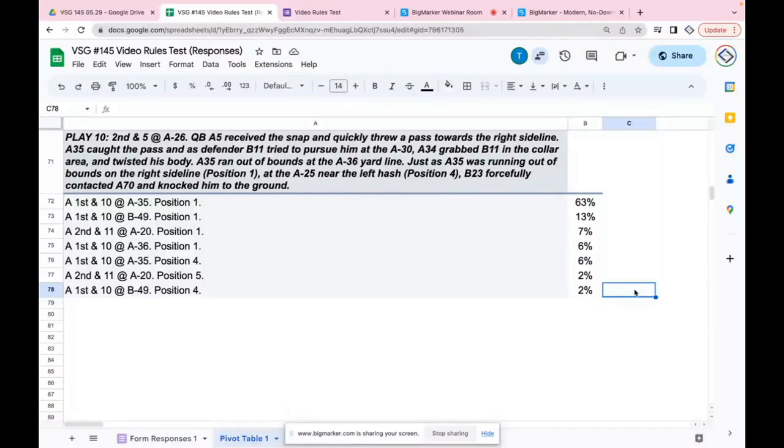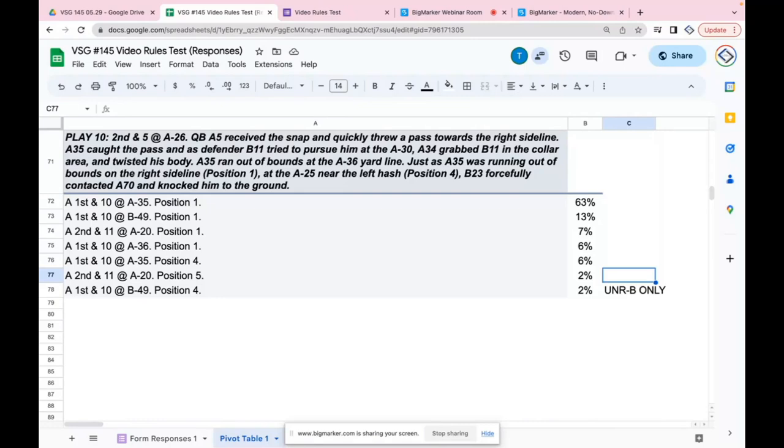Okay, 2% said A first and 10, B49, position 4. How in the world would we get to A first and 10, B49, position 4? We would only be calling the personal foul. We would not be calling holding, and we will be enforcing the personal foul, I believe. What was the end of the play? Yeah, 36. That's the 51, which is the B49.